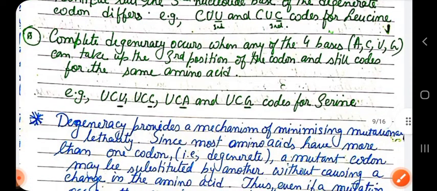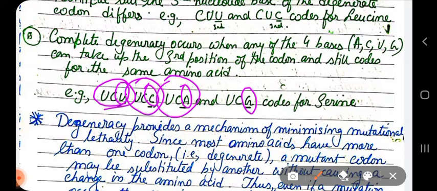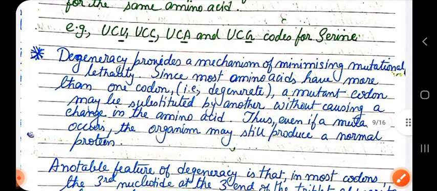As we can see in serine, where the third base is changing, any of the four nucleotides can come, but still they are coding for the same amino acid, which is serine. Okay, I think you have understood what I have said.